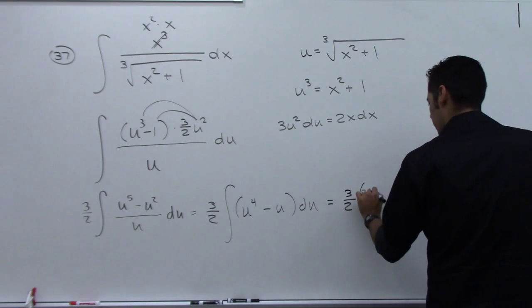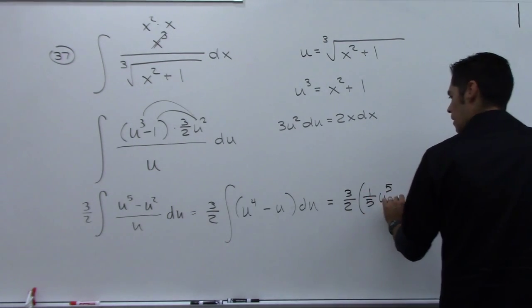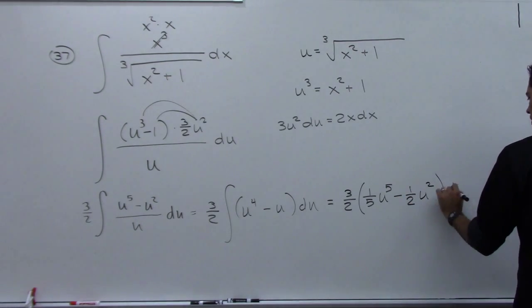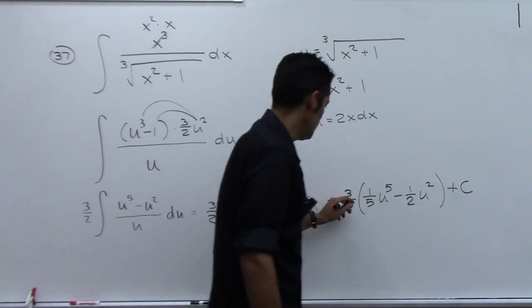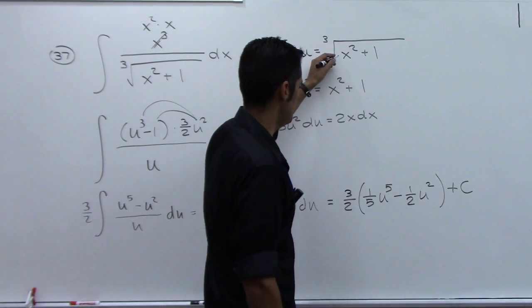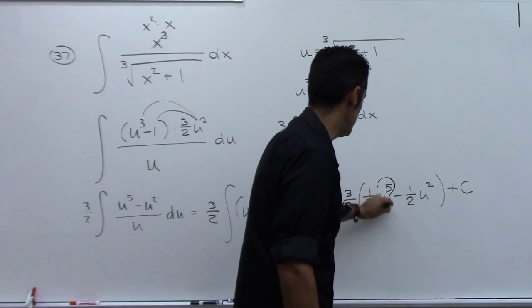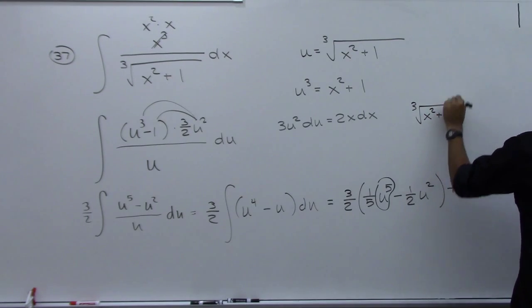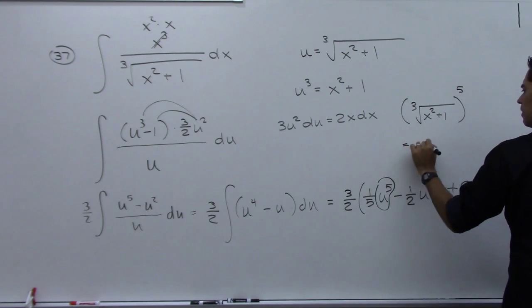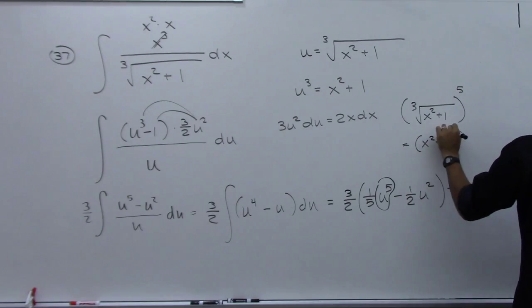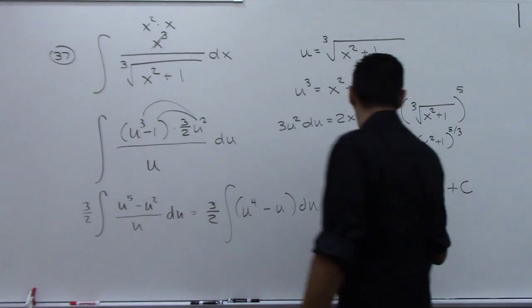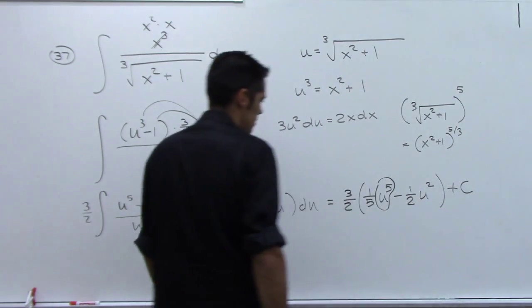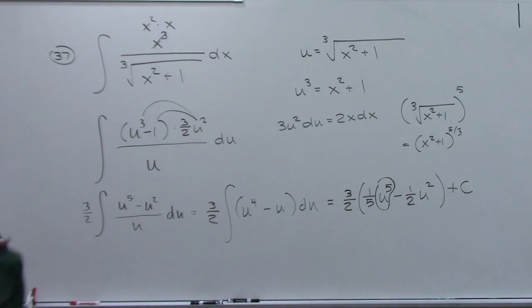3/2, antiderivative there is 1/5 u to the 5th. Antiderivative there is 1/2 u squared, then plus a constant. And then if you change u back, let me just show you what this one piece would be. That would be the cube root of x squared plus 1 to the 5th, but that's the same as x squared plus 1 to the 5/3. And that matches up with my answer. And that one over here would be x squared plus 1 to the 2/3. So same result, 2 different substitutions got you to the same answer.